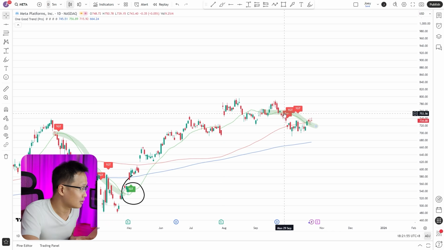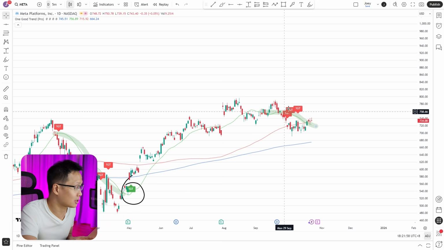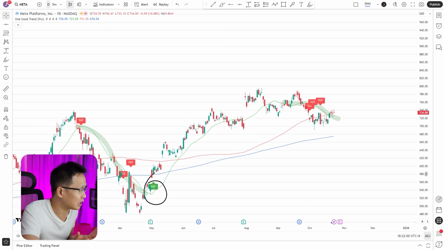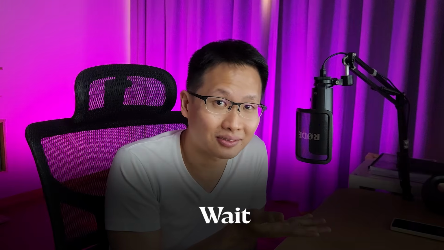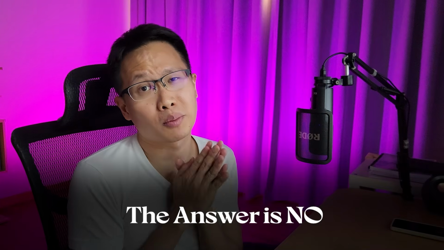We got one bearish signal right over here. And just now we talked about the green line that's actually pointing down. So question, should we actually think about buying this stock right now? What do you guys think? Buy? Don't buy? Wait? Should we just rush in to buy? Well, I think you know the answer is probably no.